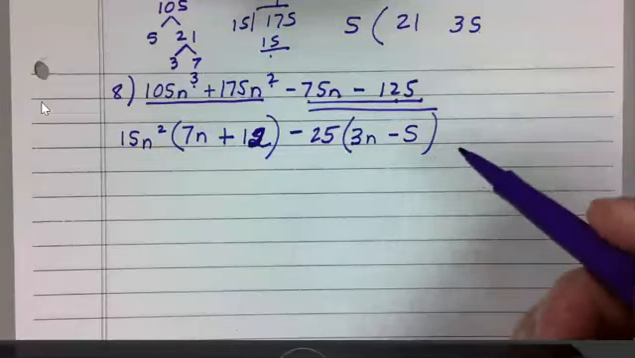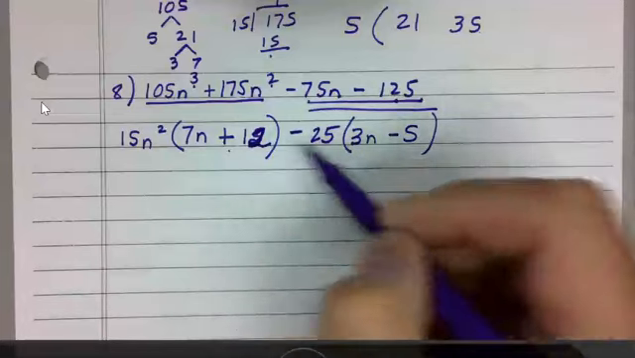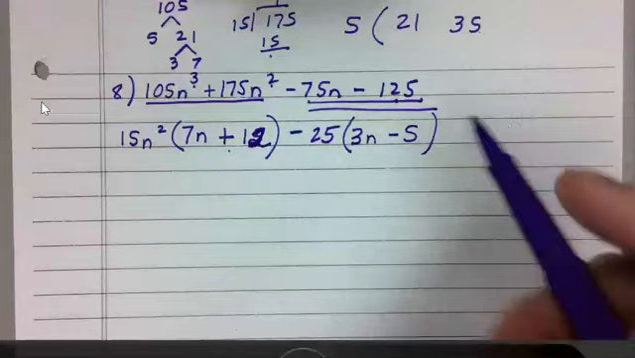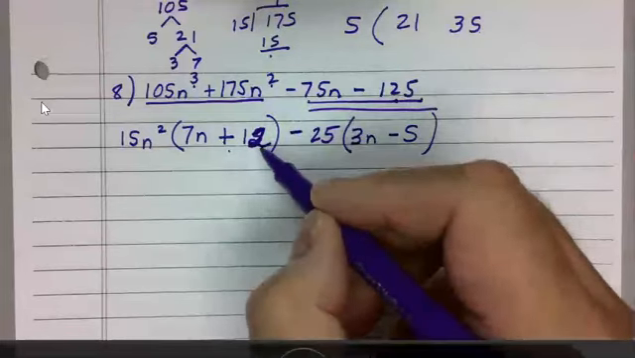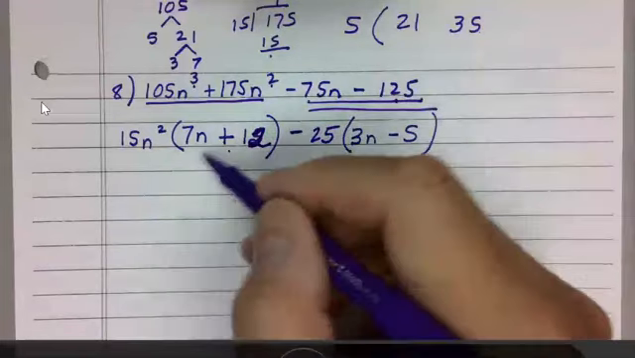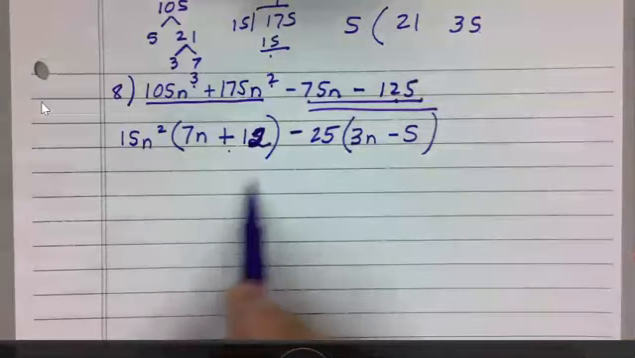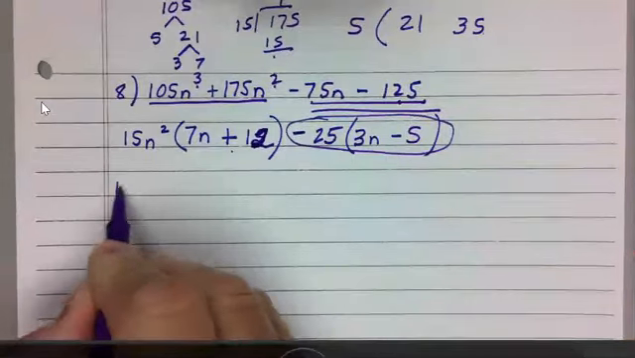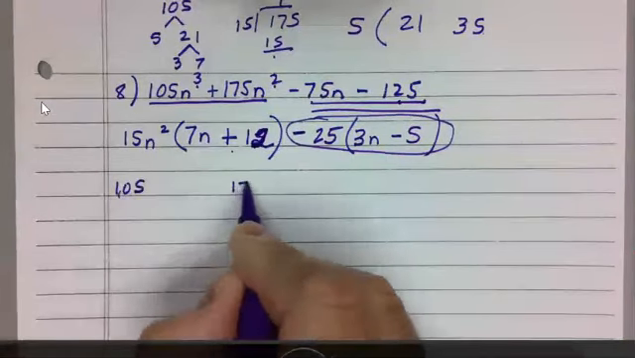Something doesn't look right, does it? These aren't the same, are they? So what did we do wrong? 15 times 12 is 180. Yeah. So that's not right, is it? So this is right over here. So we're going to have to figure out what the GCF of 105 and 175 is.